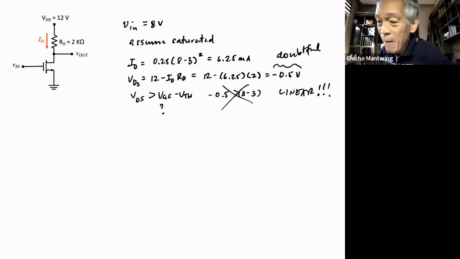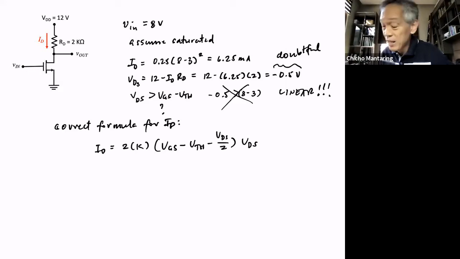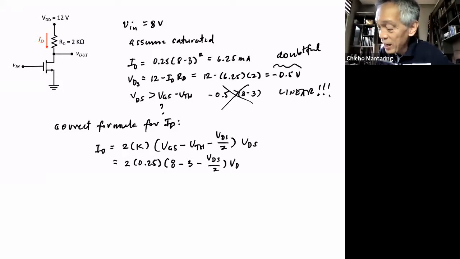So ano ngayon kung linear? My correct formula for ID is ID equal to 2K times VGS minus VTH minus VDS over 2, multiplied by VDS. So this is 2 times 0.25. VGS is 8. VTH is 3. Now I don't know VDS, so that is a variable. This is one equation.